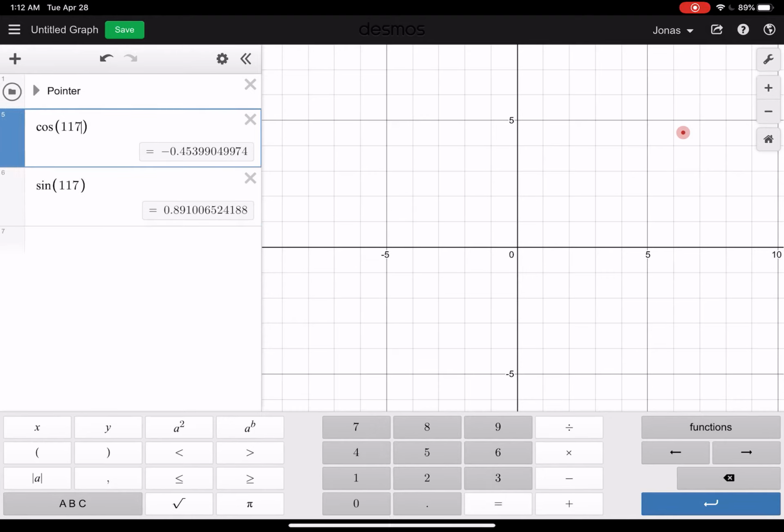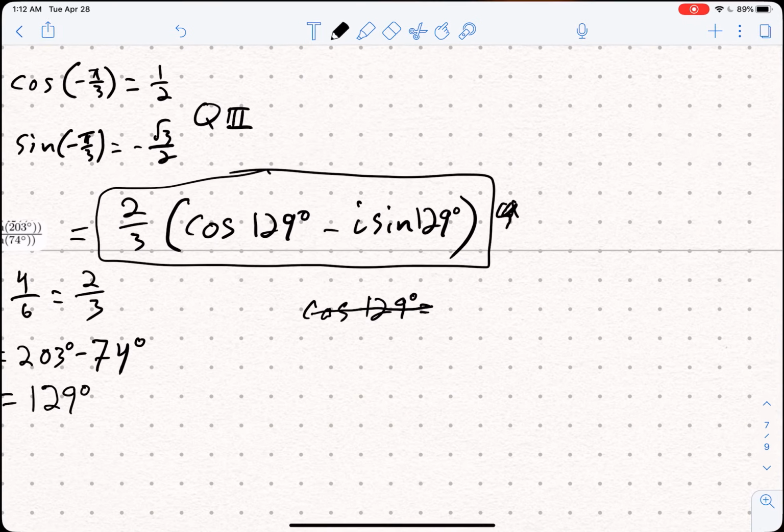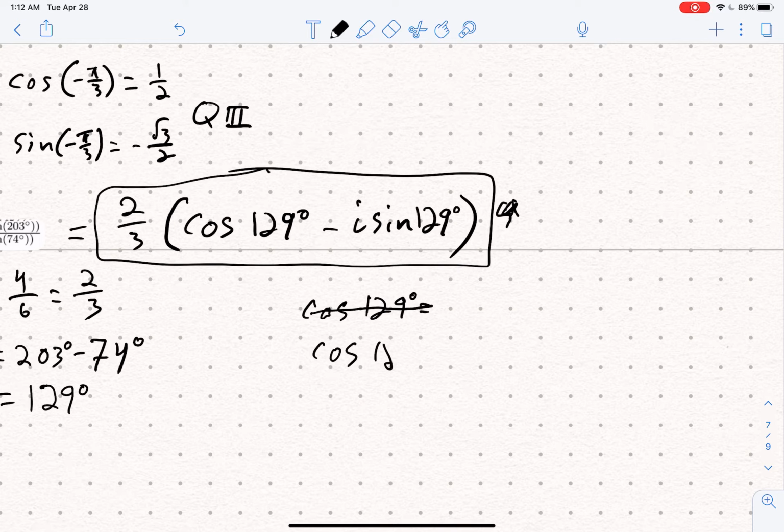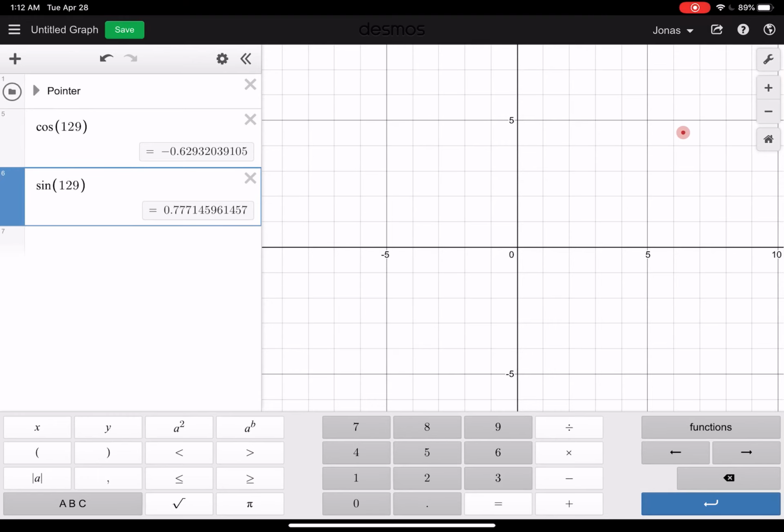So I have a cosine and a sine here. I'm just going to delete out the numbers and put in the one I want. This is cosine 129, sine 129. Okay, cosine of 129 is negative 0.629. Cosine 129 is equal to negative 0.629. And sine 129 is equal to 0.777.